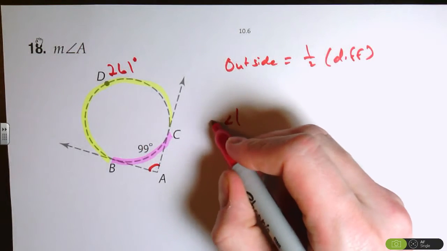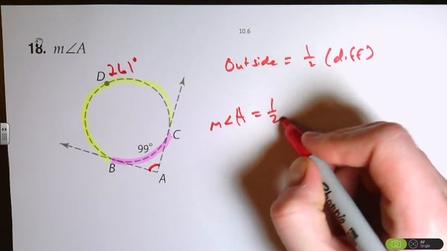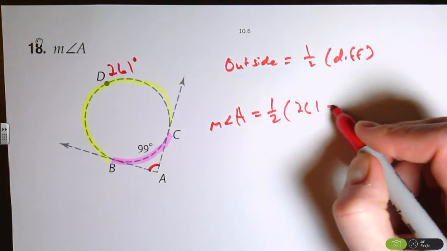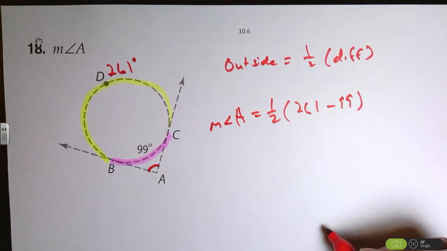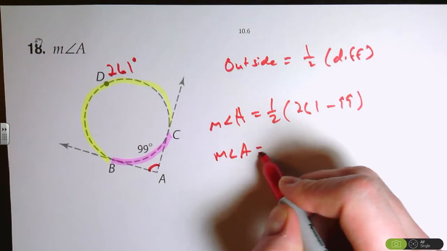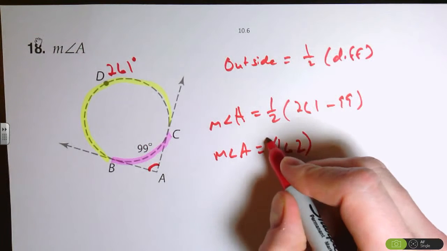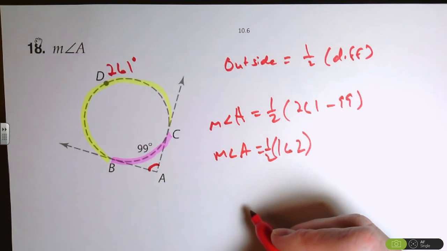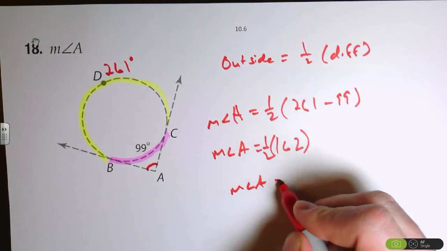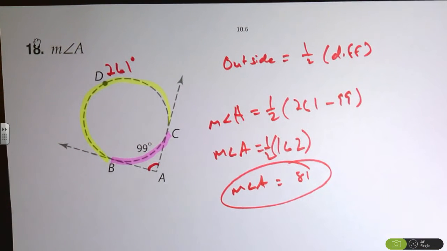So angle A is 1/2 of 261 minus 99. So that ends up being 162, half of 162. That gives me that the measure of angle A is then 81. That's what I want to know.